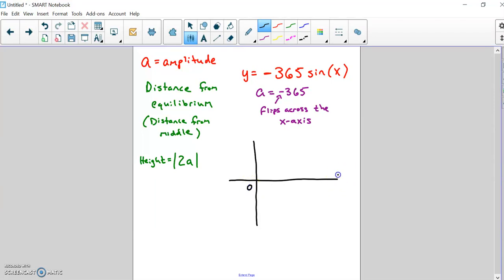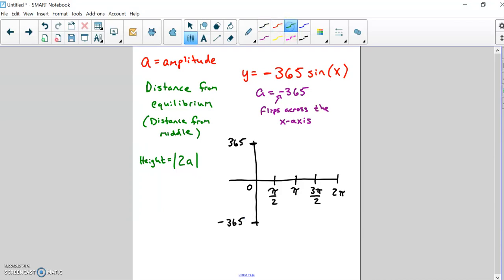So we're starting at 0, and once again we're going to end at 2 pi. If we're splitting this up, the length of the period did not change at all, so each little piece here is not going to change either. Halfway between 0 and 2 pi is pi. This is going to be pi over 2. This is going to be 3 pi over 2. And the only thing that changes when we change that amplitude is the top number and the bottom number. Instead of being 1 and negative 1, now they're going to be 365 and negative 365.